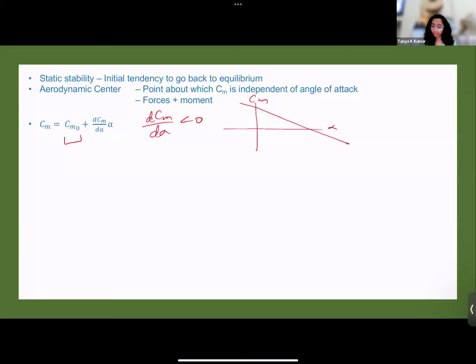If Cm naught were negative, we've seen this in the last class, this is Cm versus alpha. Your graph will be something like this, and you will have to trim your aircraft at negative angles of attack, which is not desirable. So in order to trim your aircraft at positive angles of attack, the Cm naught has to be greater than zero. But for static stability, the only condition is that dCm by d alpha should be less than zero. Right? So I put these conditions there.